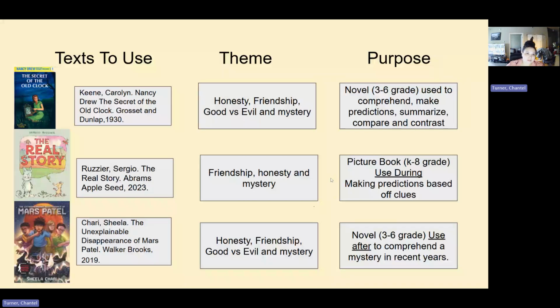My second text to use is The Unexplainable Disappearance of Mars Patel. It has roughly about the same themes: honesty, friendship, good versus evil, and mystery. The novel is grades 3 through 6, and it could be used after. And it has a really good comparison with mysteries. It's just more modern, since Nancy Drew is more in the past.